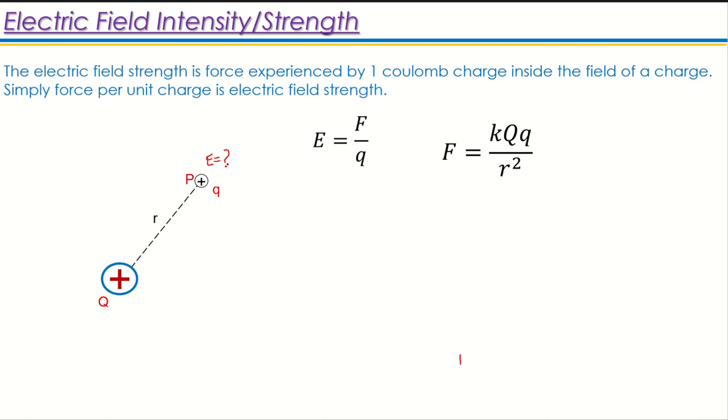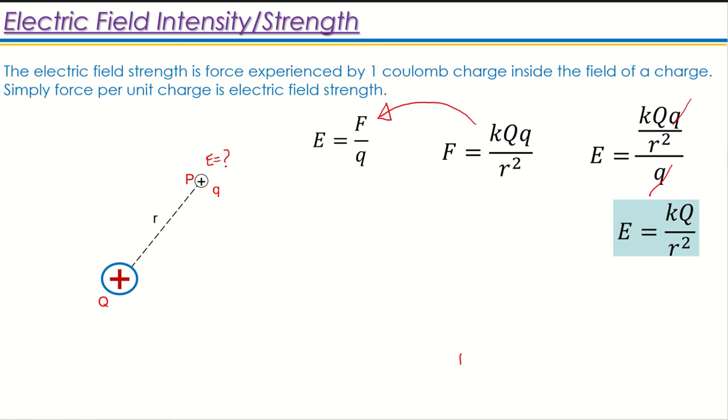Now using this value over here, we can write the value of electric field is equal to force divided by the charge which experience this force. So now you can see that small q is cancelled and we are left with kQ over r square.